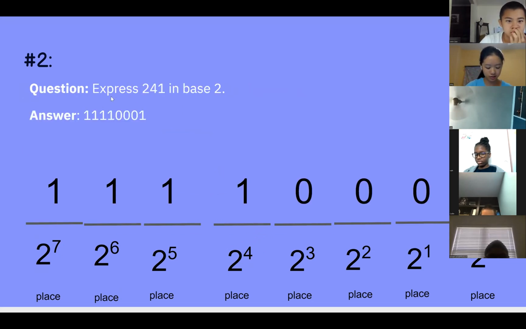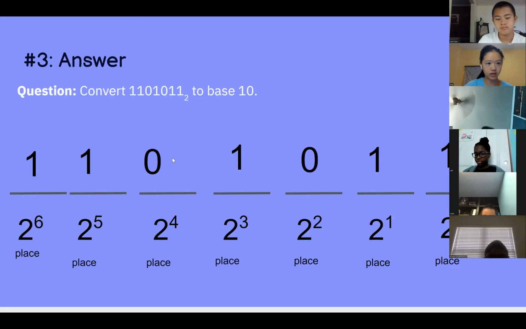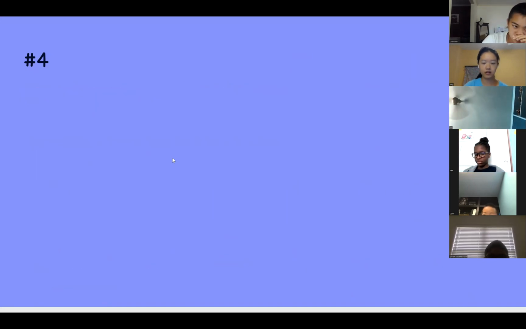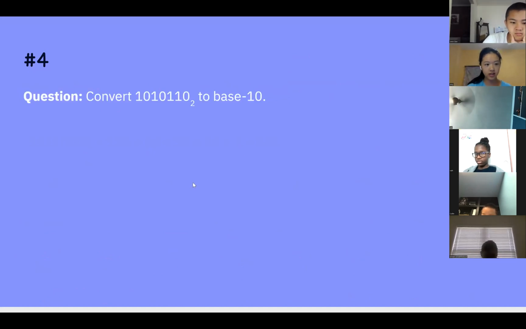Okay, I think we're gonna do one more, and then we will move on. Okay, one last question, then we're gonna introduce base 3. Ruth, you can do this. Okay, so convert 1010110 to base 10.